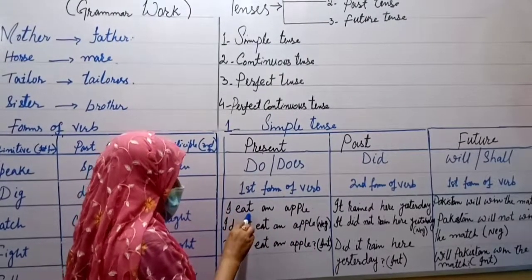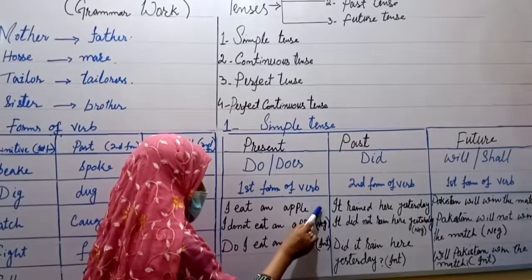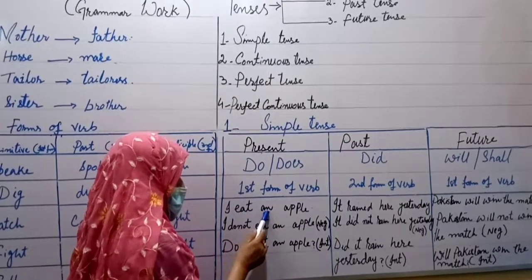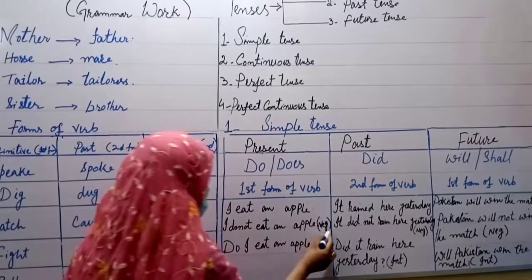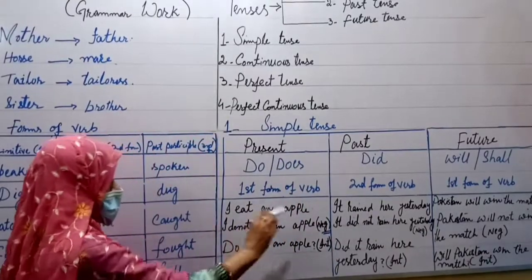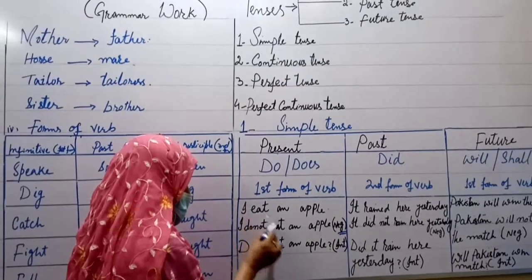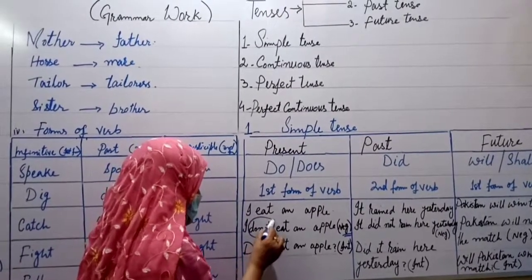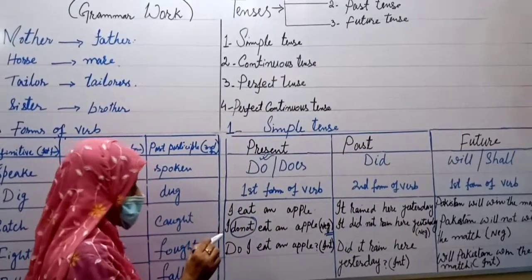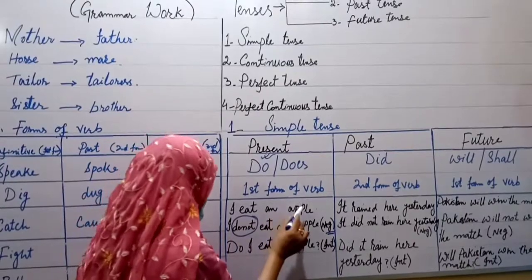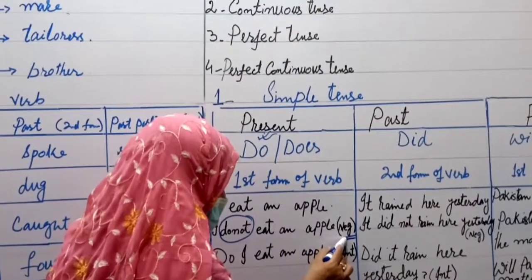Look at the example. Subject, then first form of verb. I eat an apple. If you want to make the negative of this sentence, you will add do not before the first form of verb, as I have mentioned here for negative sentence. I eat an apple. I do not eat an apple, for negative.